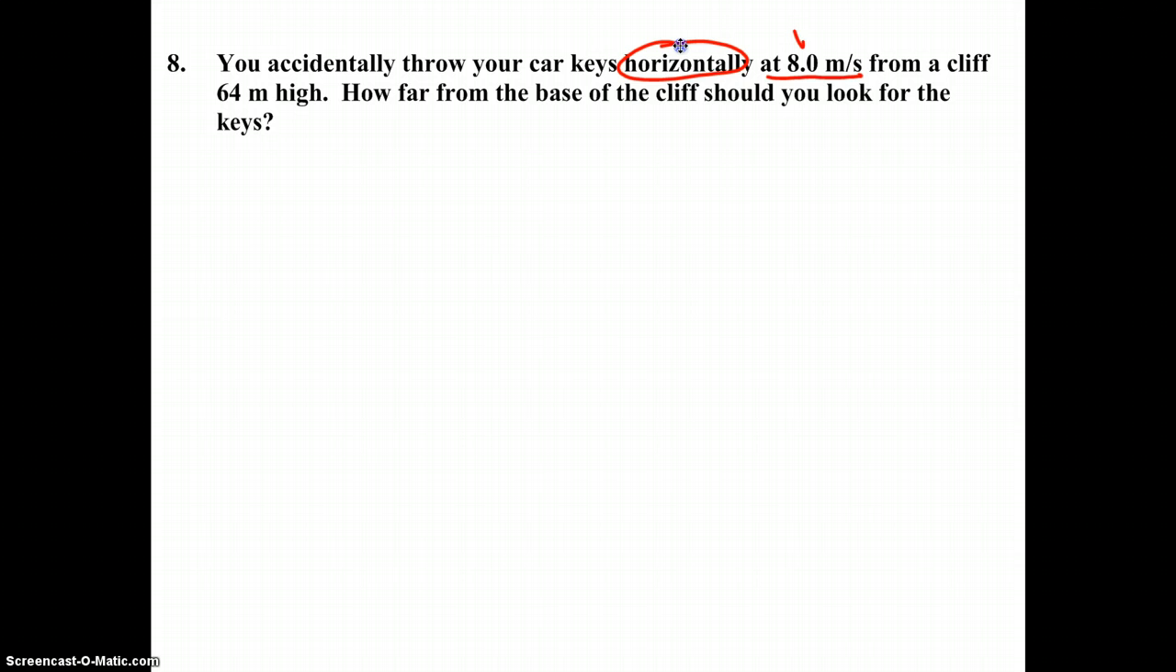So that would be the Vx value, from a cliff 64 meters high. That's the height. We call that dy. How far from the base of the cliff? That's the range, or the dx value, should you look for the keys. All right, so we're looking for dx.